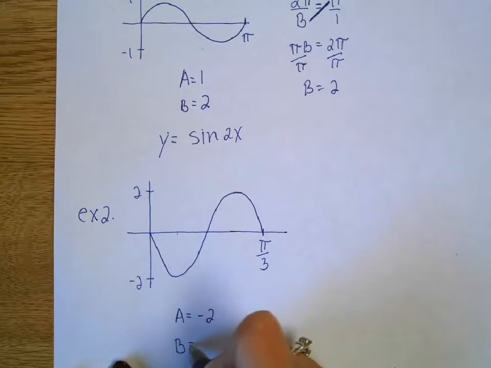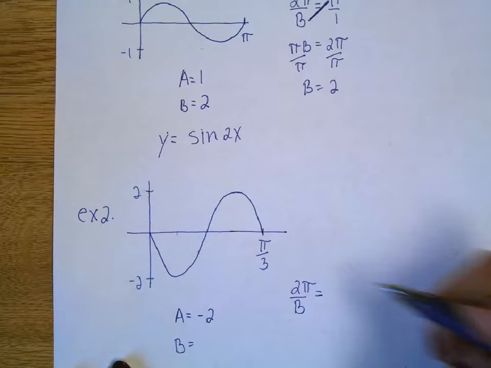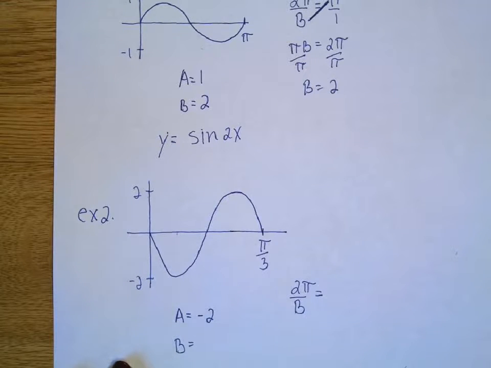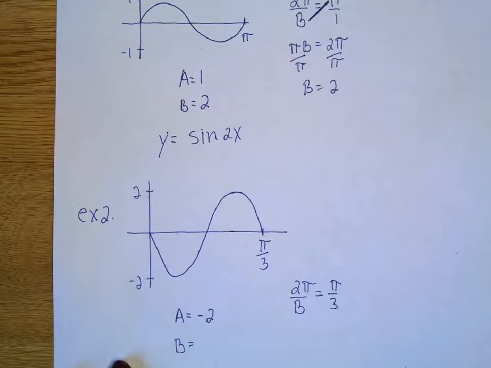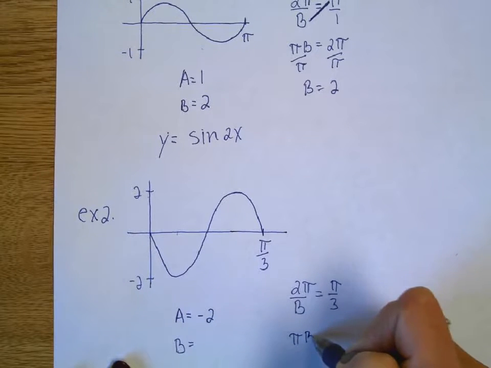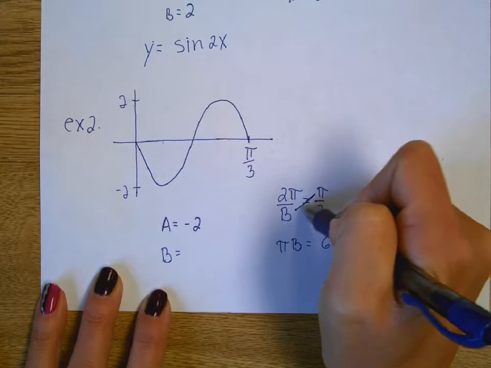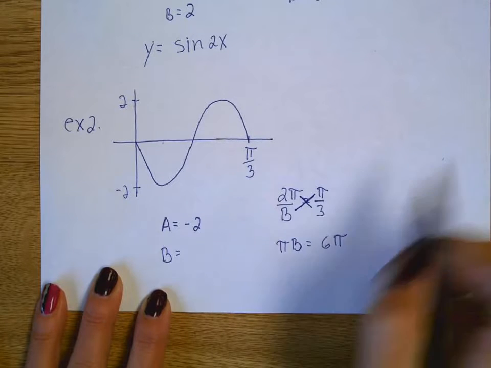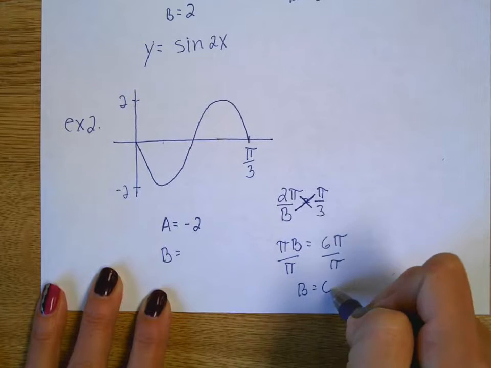Okay, the B. We need to calculate the B. The B doesn't show up on the graph. You've got to do the formula and solve for B. So it's always 2 pi divided by some B number has to equal the period. What does the period come out equal to? Pi over 3. And now if you just do cross products, you'll figure out what B is. So I just did cross products. Divide by pi. The B value is a 6.